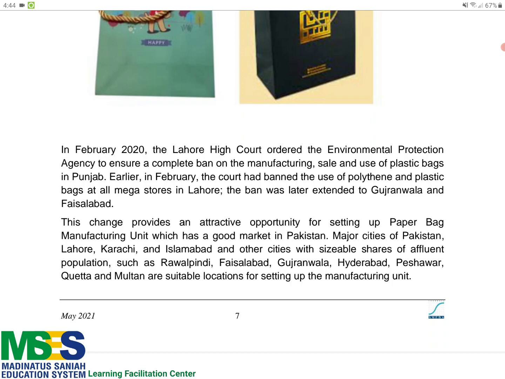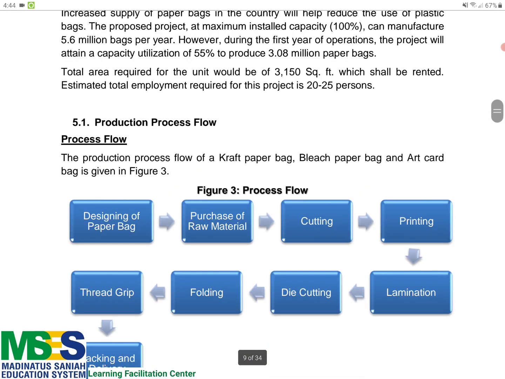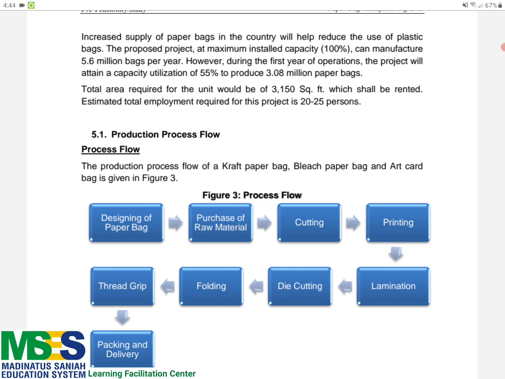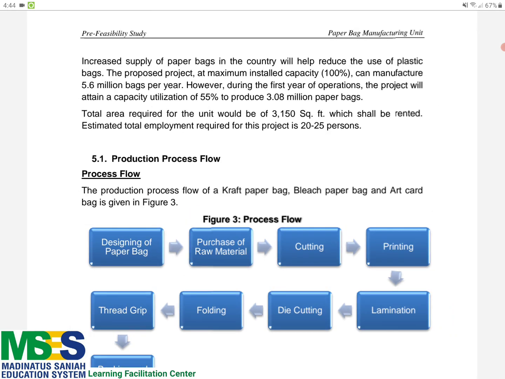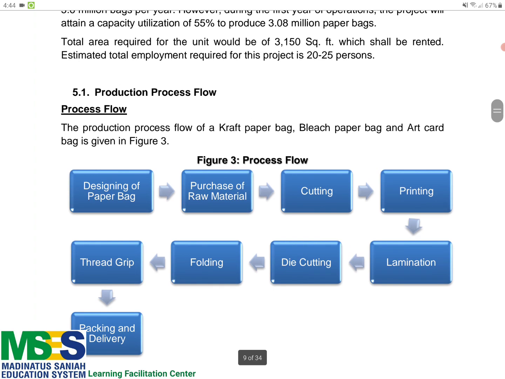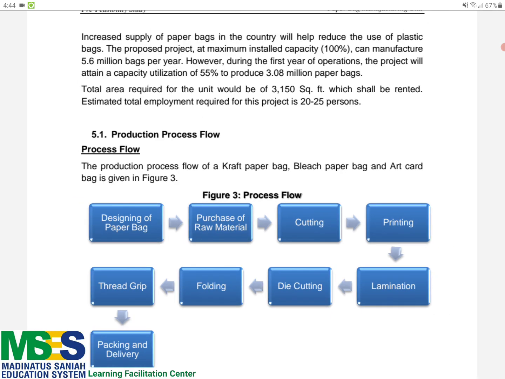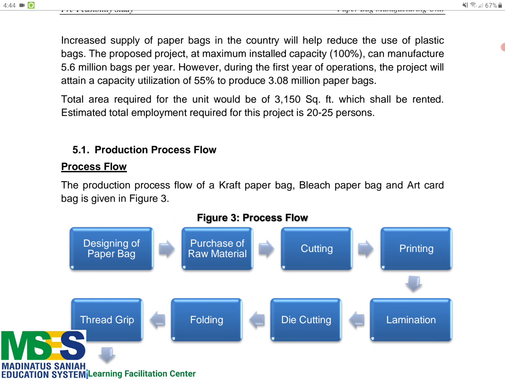Please explain the production process. The first step is designing the paper bag. Where is it designed? On a computer. The paper bag is designed on a computer first. Okay, then what do we do?